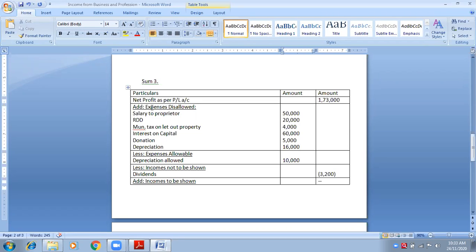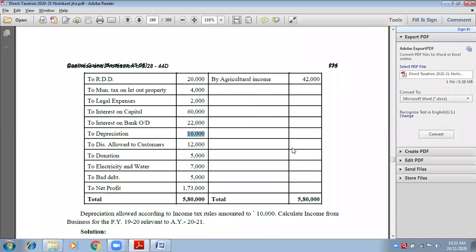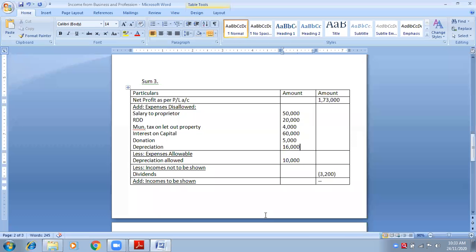See, in expenses disallowed we have written depreciation 16,000. It is disallowed. Officer tells you 16,000 is not correct. Okay, not correct means disallowed. Okay, how much is correct? 10,000. See, look at this adjustment. 10,000 is correct. So 10,000 you will allow. So expenses allowable, depreciation 10,000. That means there are two effects of this depreciation.